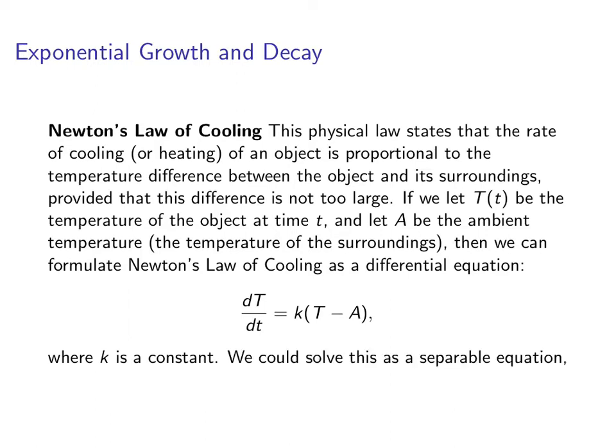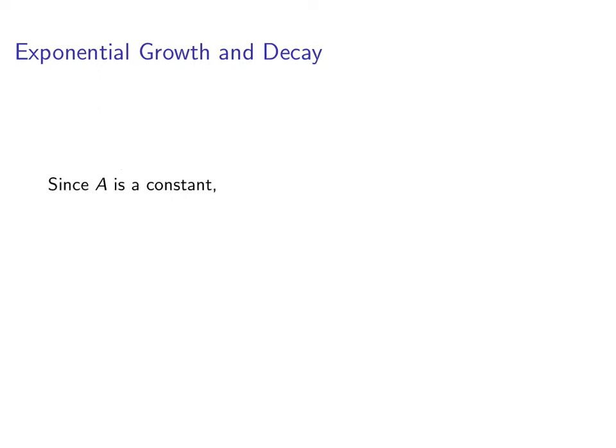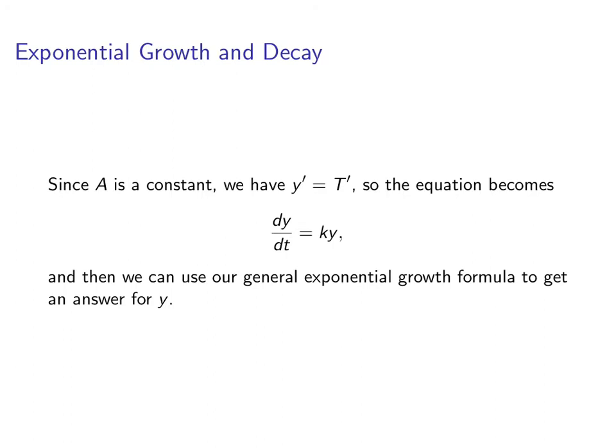Now we could solve this as a separable equation. It's not all that difficult. But there's an easier method, which is to make a substitution: let y equal T minus A. Now A is a constant, so y prime is equal to T prime. And so our differential equation really turns into dy/dt equals ky. Well, that's our general exponential growth differential equation. So we can use that formula to get our answer for y. And we're going to see how we do that in the context of a cooling problem.